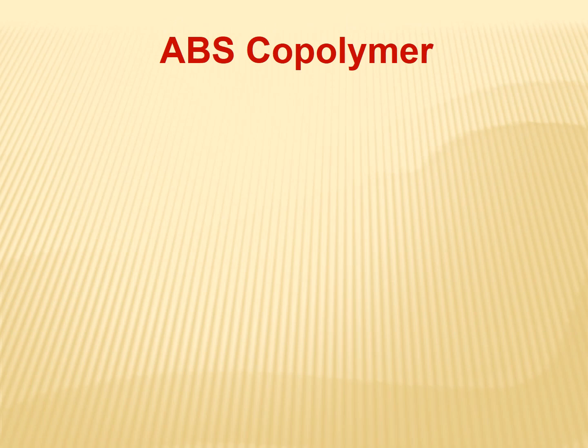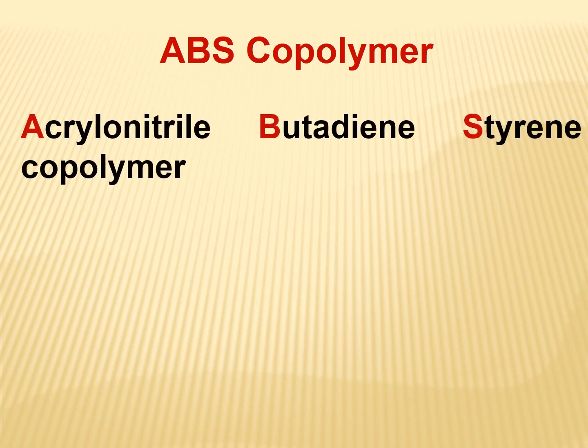Let us go to ABS copolymer. This is a very important example of a copolymer. ABS stands for acrylonitrile, butadiene and styrene. These are the three monomers which combine to give this polymer. Acrylonitrile, butadiene and styrene. So ABS copolymer.